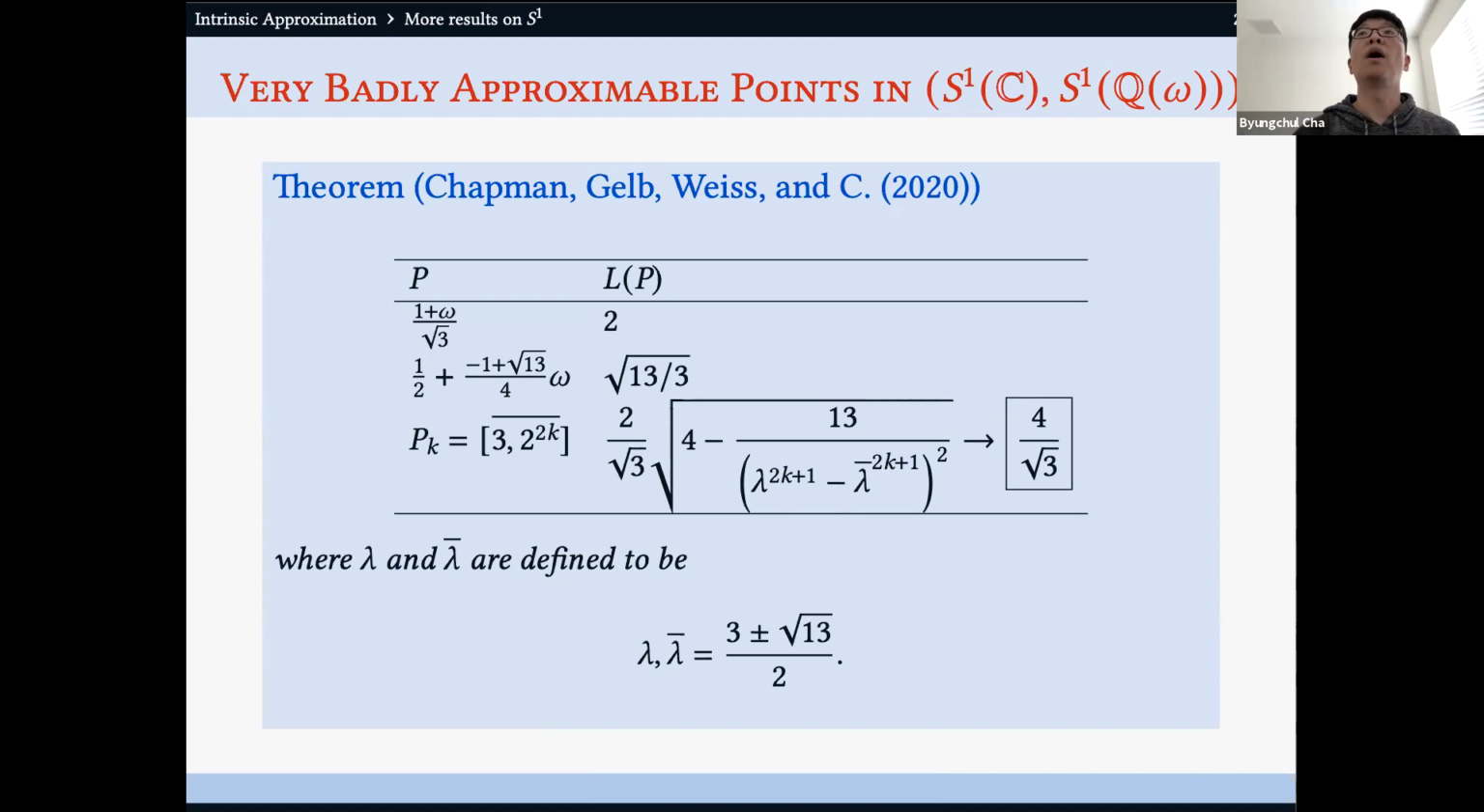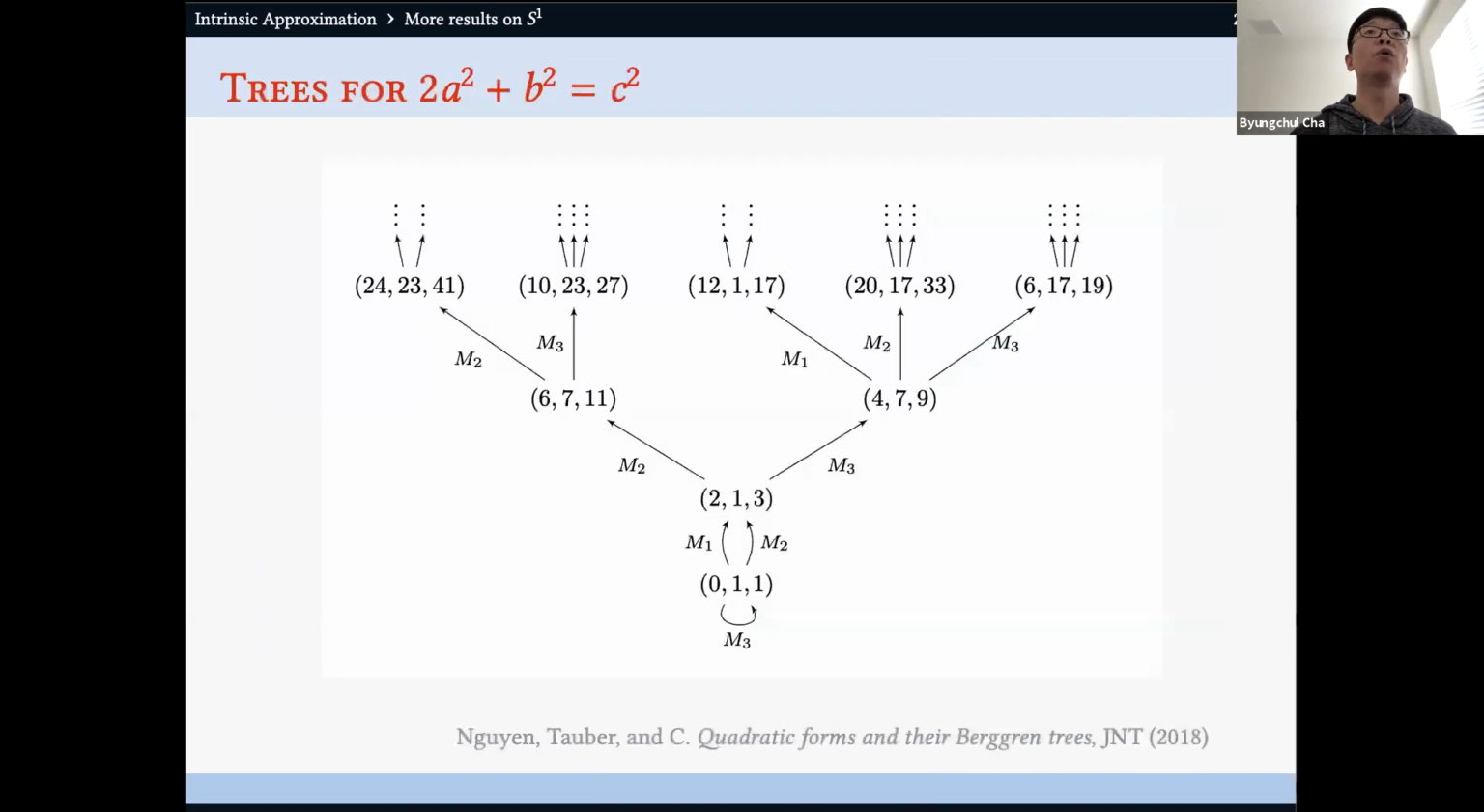Okay, so that's that. We can do more because there are more trees like this, not only for Pythagorean triples and Eisenstein triples, but in a paper that I wrote with my undergraduate collaborators, there are a few more trees like this. So here's an example, 2a squared plus b squared equals c squared. They look a little bit different, but still we're able to carry out basically the same business.